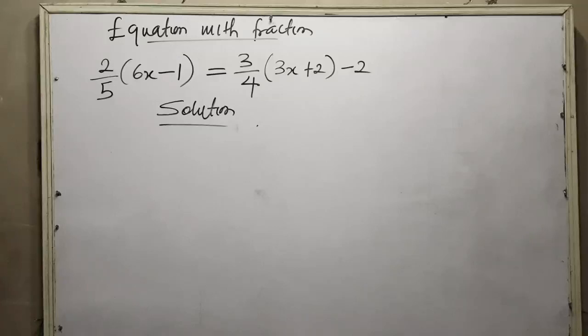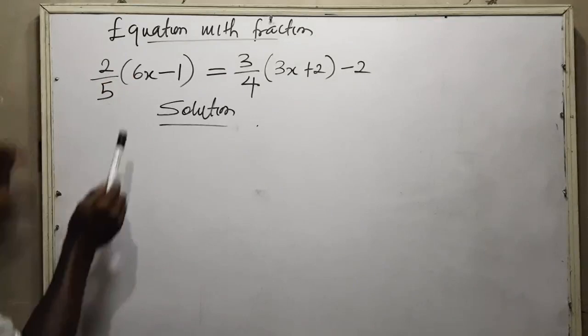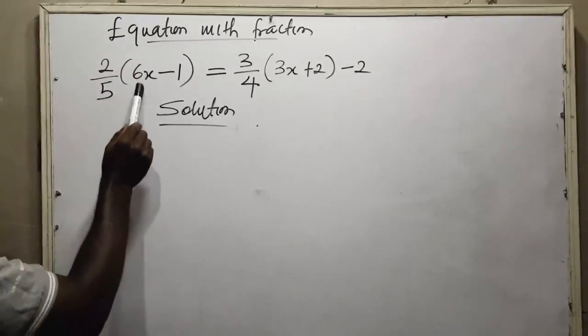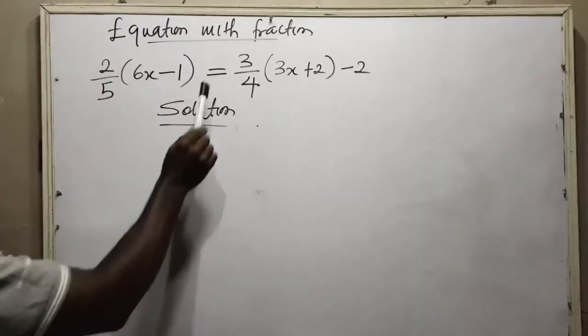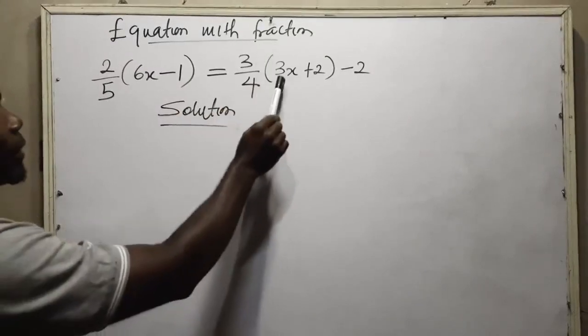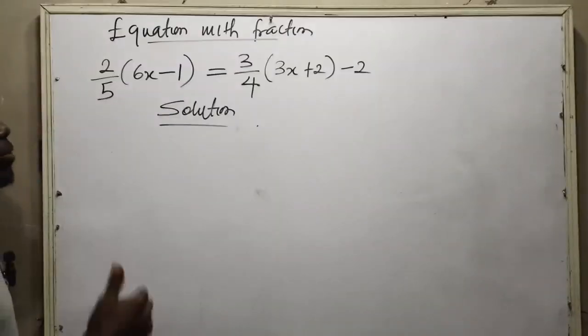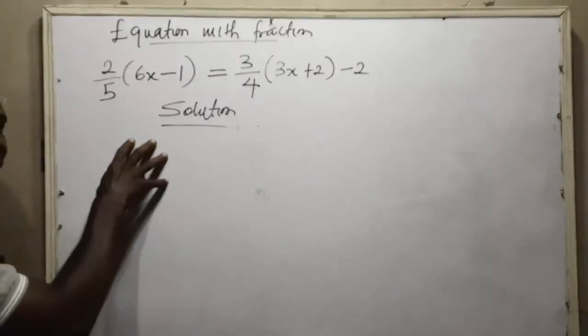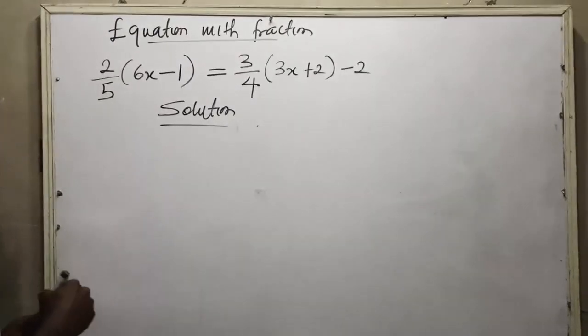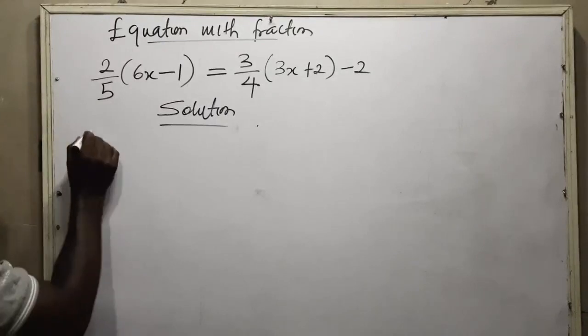The question is 2/5 bracket open 6x minus 1 bracket close, equal to 3/4 bracket open 3x plus 2 bracket close, minus 2. What is the first thing you are going to do in solving a question like this? The first thing you are going to do is to find the LCM.